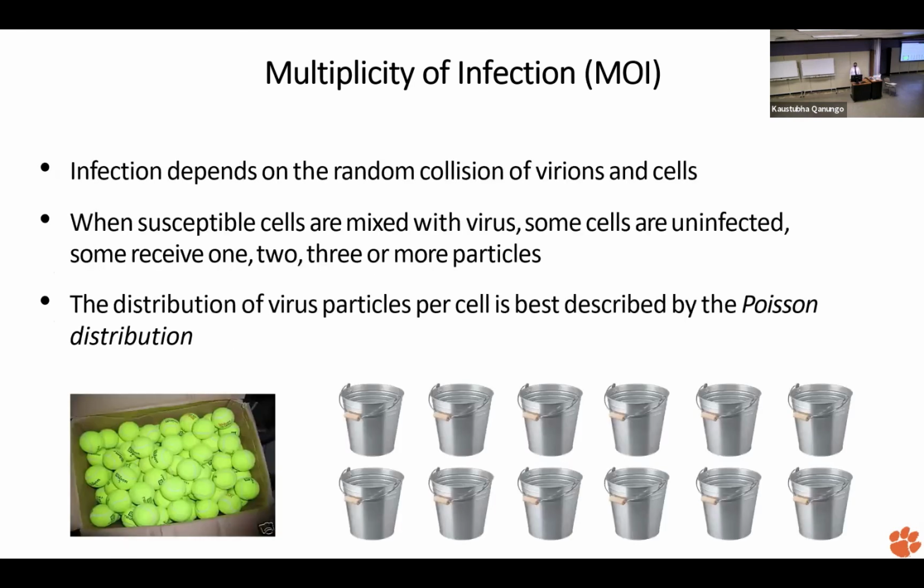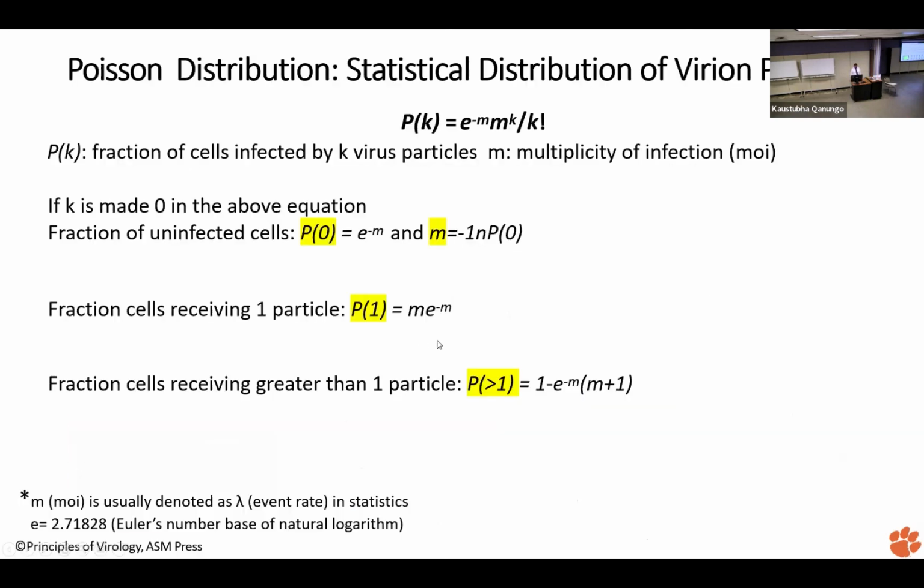And this is explained by what we call a Poisson distribution. You just take some buckets and you throw tennis balls, dump them over all of them. They're not going to receive all of them at the same time. So that's the probability that the Poisson distribution basically gives you. And here, this is the statistical distribution, where P_k is the fraction of the cells, that is e to the power minus m, and the m is right here, the MOI, m to the power k over factorial k.